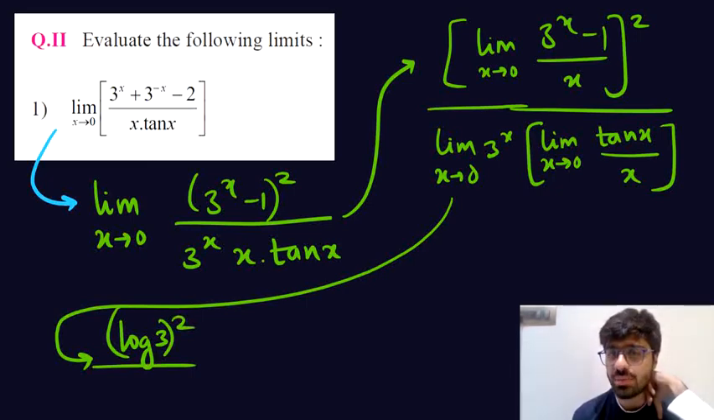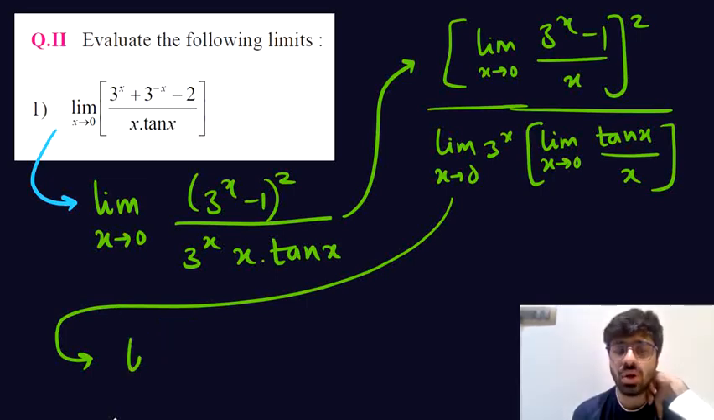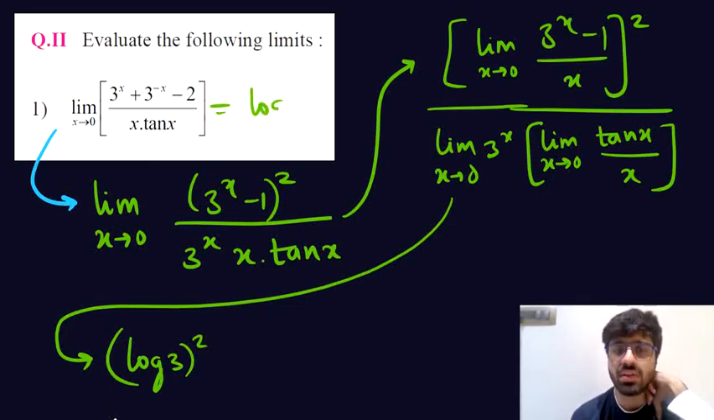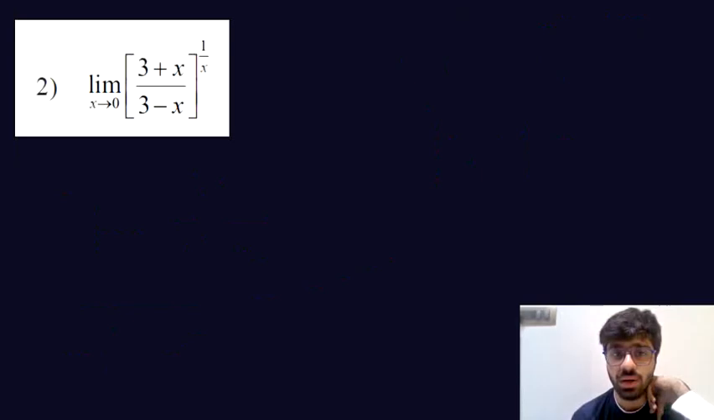The denominator becomes 3 power 0, which is equal to 1. So 1 into limit of x tends to 0, tan x upon x will be equal to 1. So the denominator is 1 into 1, which is 1, and the numerator is log of 3 the whole square, and that becomes the final value for the first question. Okay, so the final value for this question is log 3 the whole square. With that we move on with the second one.